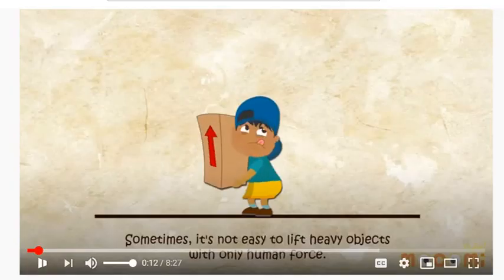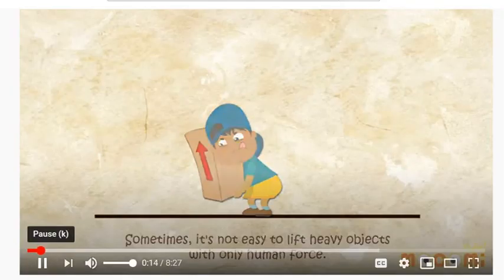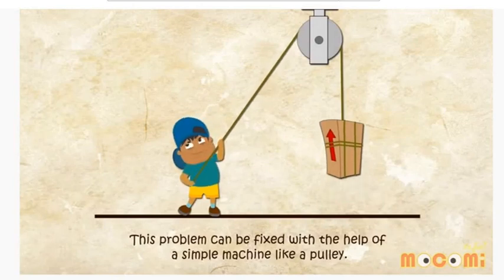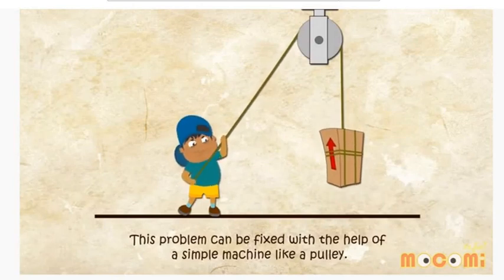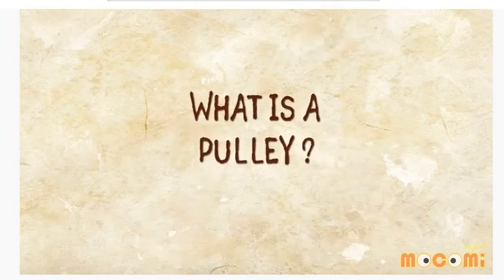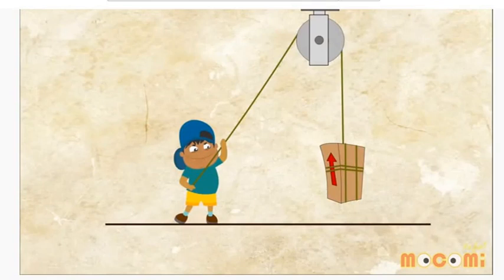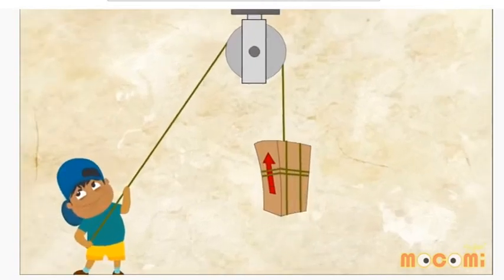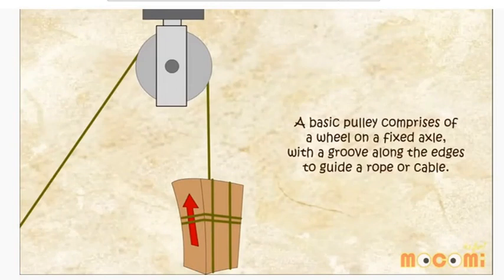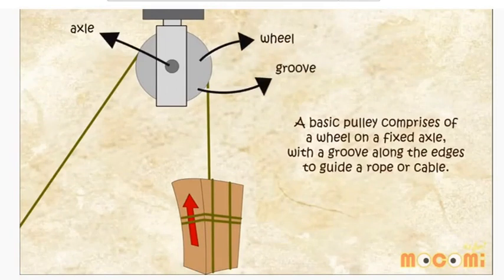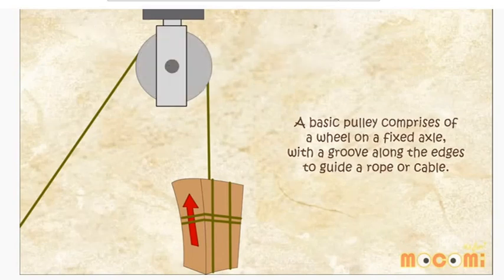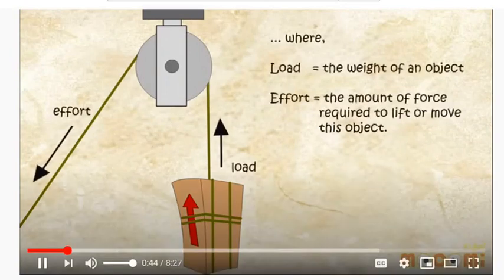Okay, let's watch this. Only human force. This problem can be fixed with the help of a simple machine like a pulley. What is a pulley? A basic pulley comprises of a wheel on a fixed axle with a groove along the edges to guide a rope or a cable.